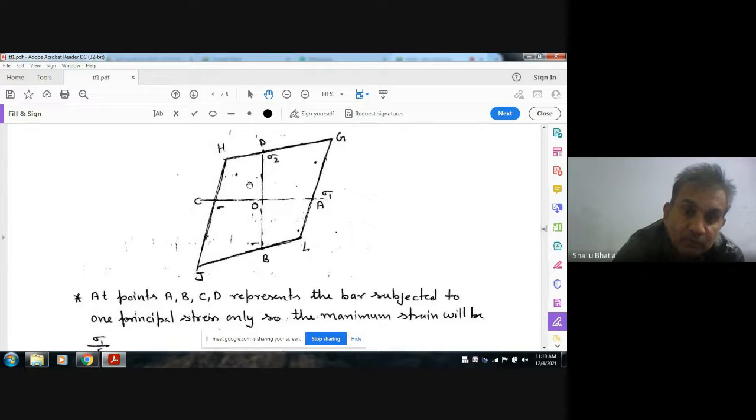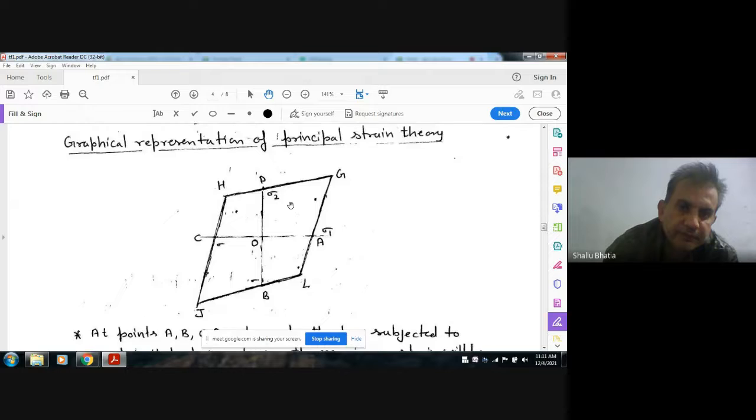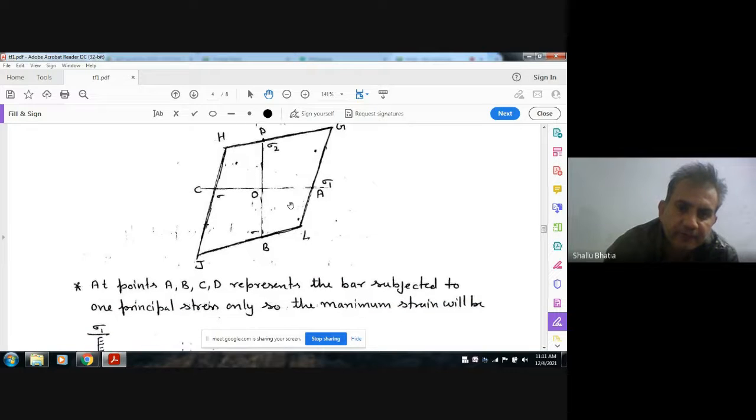Okay, so their effect will be same. So H will be slightly towards the y-axis or towards the x-axis. Similarly, L will be slightly towards the y-axis and towards the x-axis. Add points A, B, C, D.